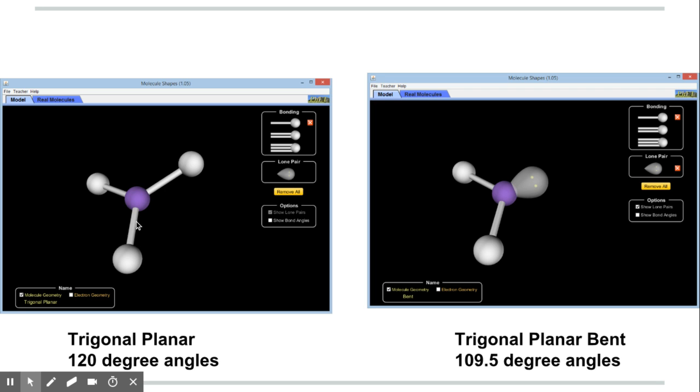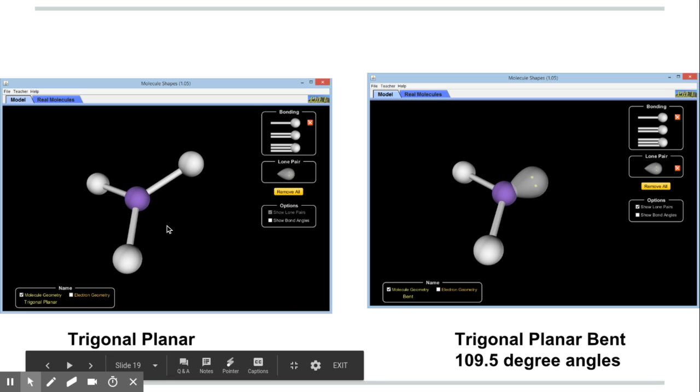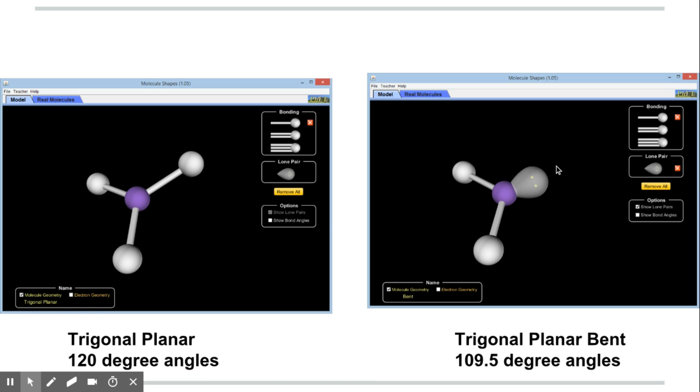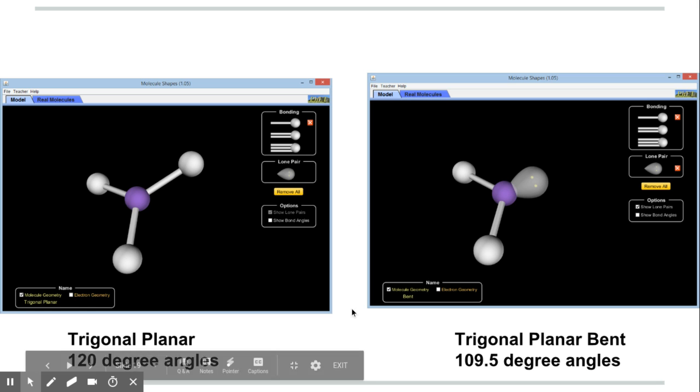So if you notice, these are 3 bonding pairs attached to the central atom that's purple. If we pop one of these off and we add a lone pair, the lone pair looks like the little alien head with the 2 little yellow eyes on it. If you pop it off, you can see that that electron pair is going to push the other 2 bonding pairs away because it's going to take up more room. So this is what trigonal planar looks like, and this is what trigonal planar bent looks like. Still 3 things around the central atom, but one is a lone pair of electrons instead of a bond.